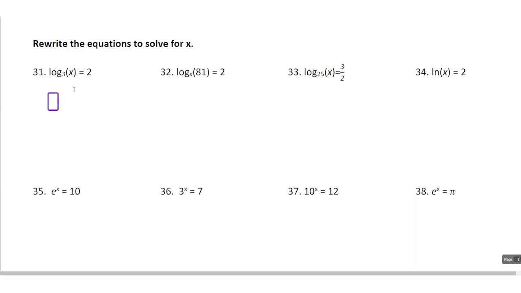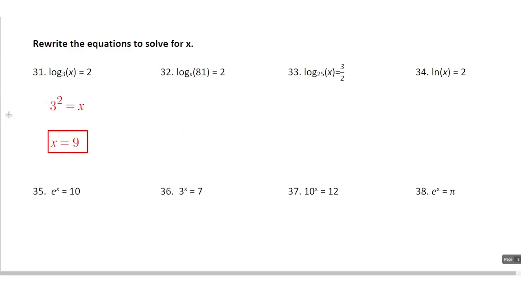So 31, we want to rewrite this as an exponential equation. So 3 squared equals x. And since 3 squared is 9, we can say that x equals 9. So hopefully you can see, this problem kind of just solved itself. Once we rewrote it, x was already isolated.